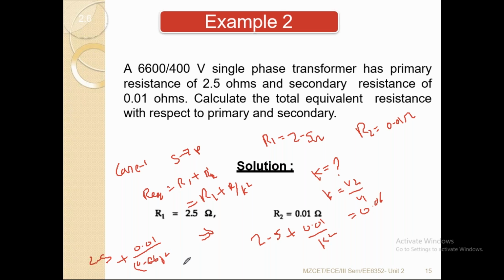So finally we'll get that. What is the value? 3.67. Wait, I will check that. 0.01 divided by 0.06 square plus 2.5. So sorry, it's the wrong answer. Answer is 5.27.